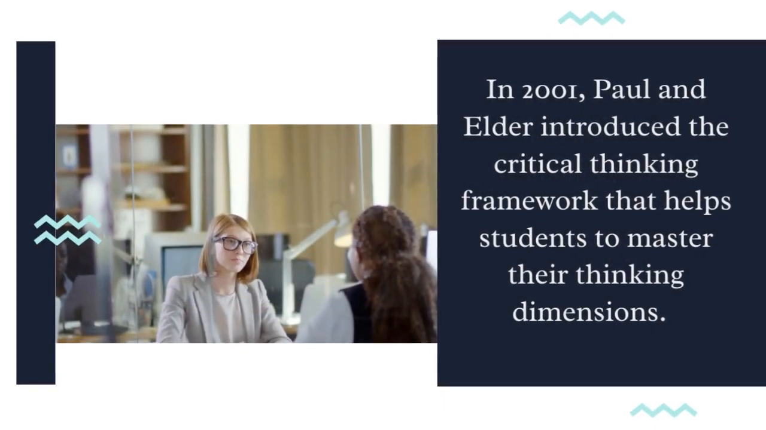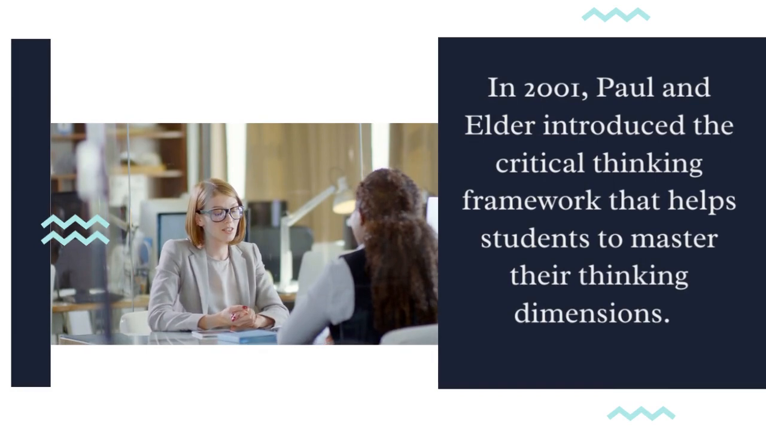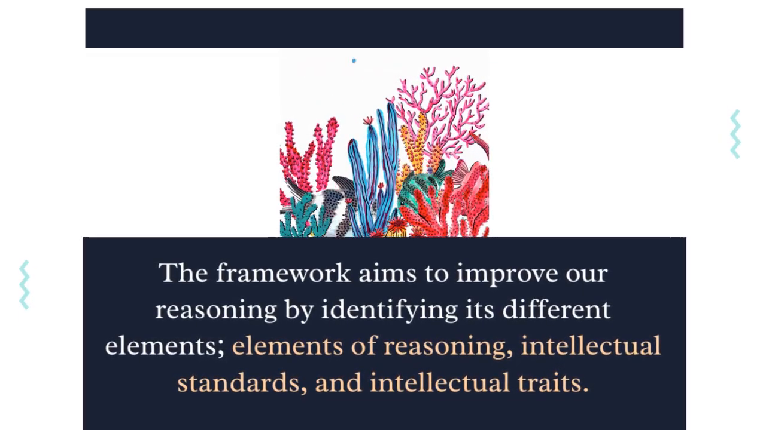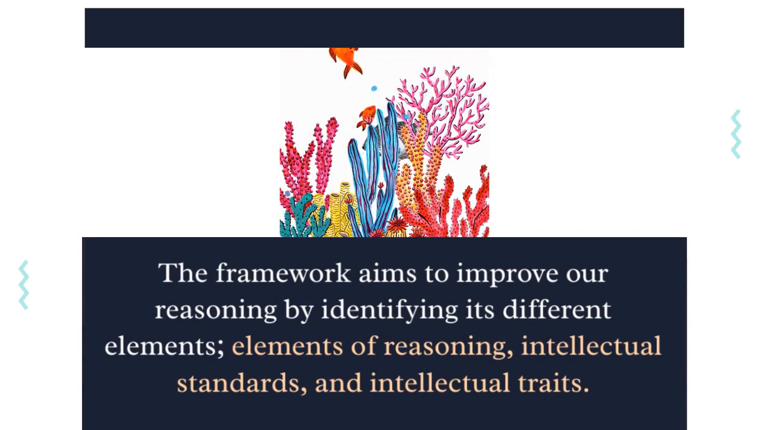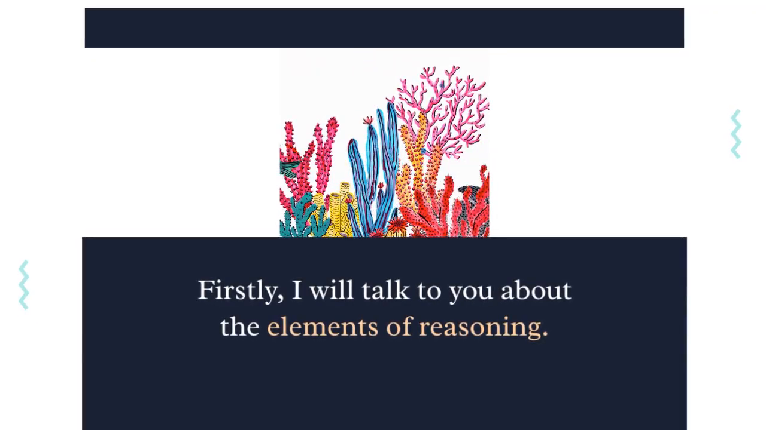In 2001, Paul and Elder introduced the critical thinking framework to help students in mastering their thinking dimensions. The framework aims to improve our reasoning by identifying its different elements of reasoning, intellectual standards, and intellectual traits. Firstly, I will talk to you about the elements of reasoning.